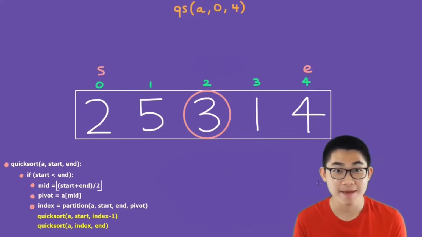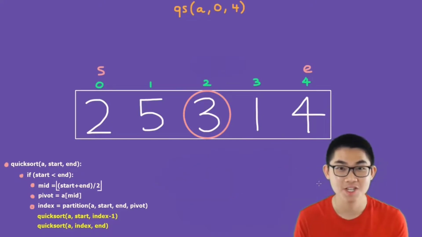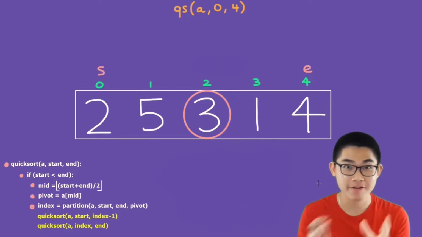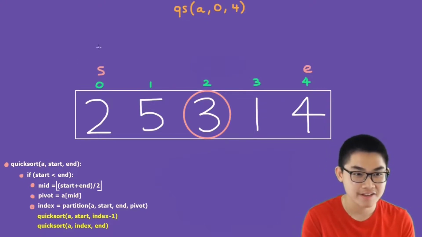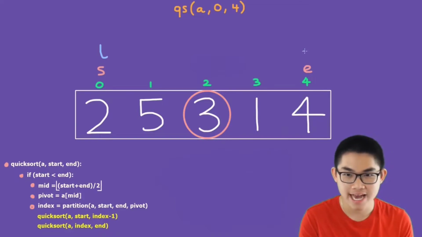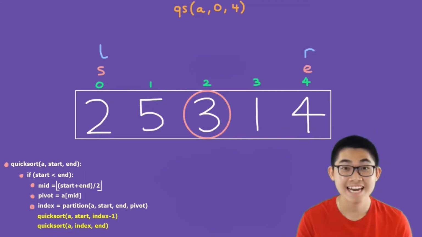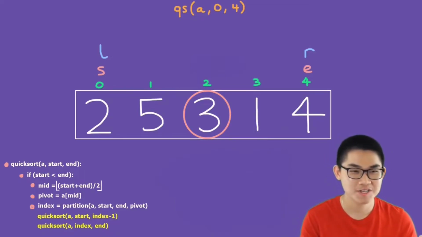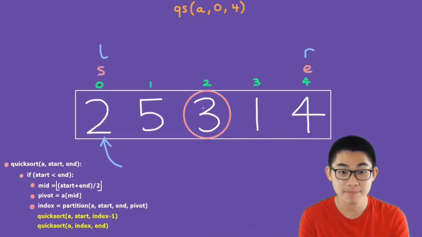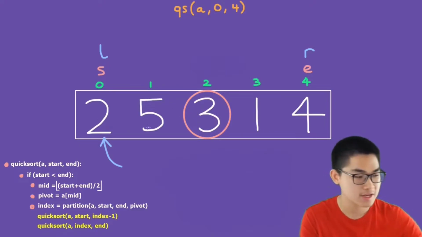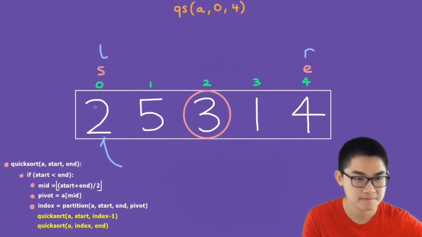And the partition game requires 2 players. So let's call these players left and right. And we're going to place left at the start and then right at the end. And let me just show you how the game works. So we say, hey L, look at this number right here. Is this number smaller than the pivot, which is 3? And L says, yes, 2 is smaller than 3. So L is going to move up.